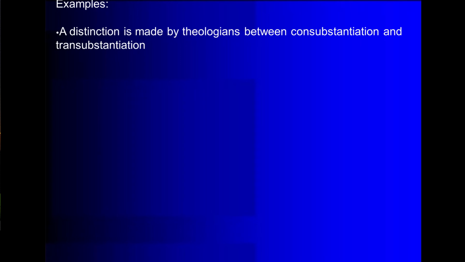A distinction is made by theologians between consubstantiation and transubstantiation. There's that word again from the last lecture. Is that active or passive? Well, I hope you said it is passive because the distinction is made. There's the verb form of to be, is, and made, the past participle of to make. If you're going to make that active, all you'd have to do is say what? Theologians make a distinction between consubstantiation and transubstantiation.